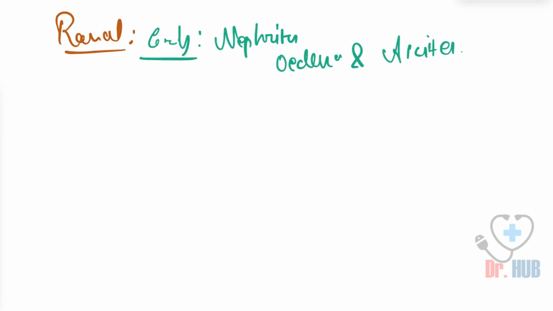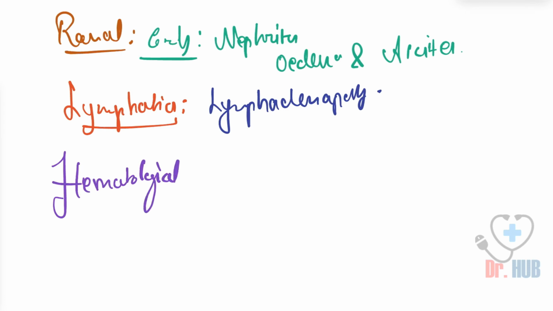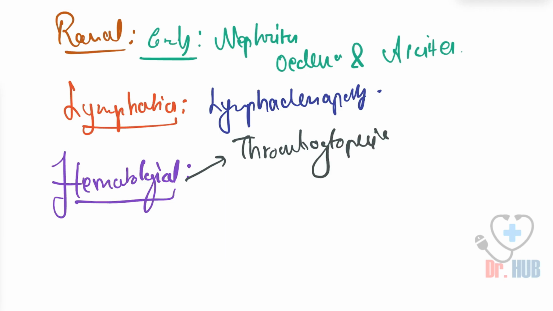Next, we look at the lymphatics. Under this, there is lymphadenopathy in case of the early. Next, we look at the hematological. Under hematological, the early features include thrombocytopenia. Next, it also includes anemia, as well as DIC, which stands for disseminated intravascular coagulation.